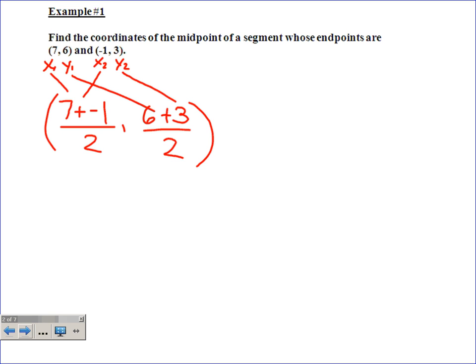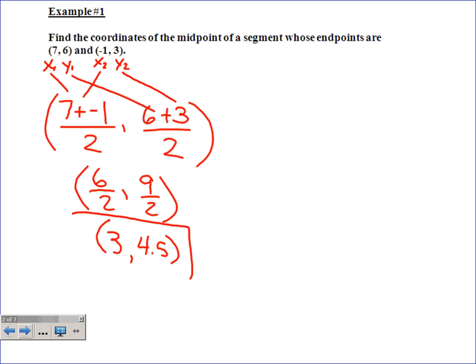Okay, so what's 6 plus a negative 1? I'm sorry, 7 plus a negative 1 is 6 divided by 2, and 6 plus 3 is 9. So we have 6 halves and 9 halves. What's 6 halves? That's 3, and half of 9 is 4 and a half. So we can write 4.5. This is our midpoint. Okay.